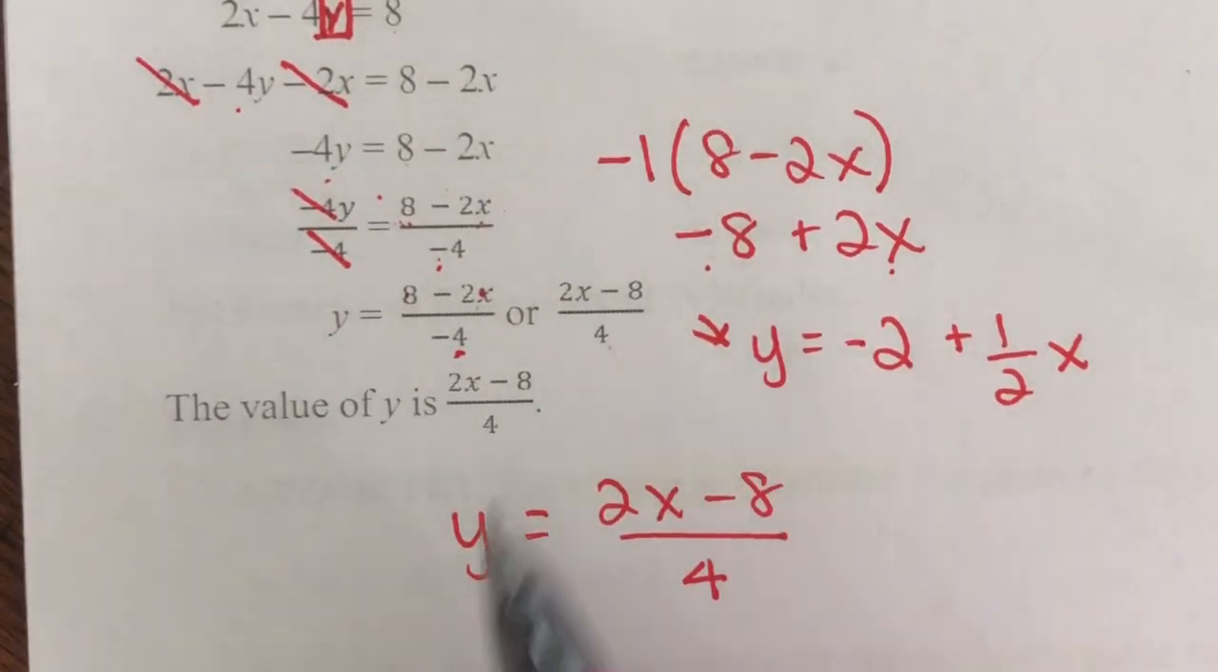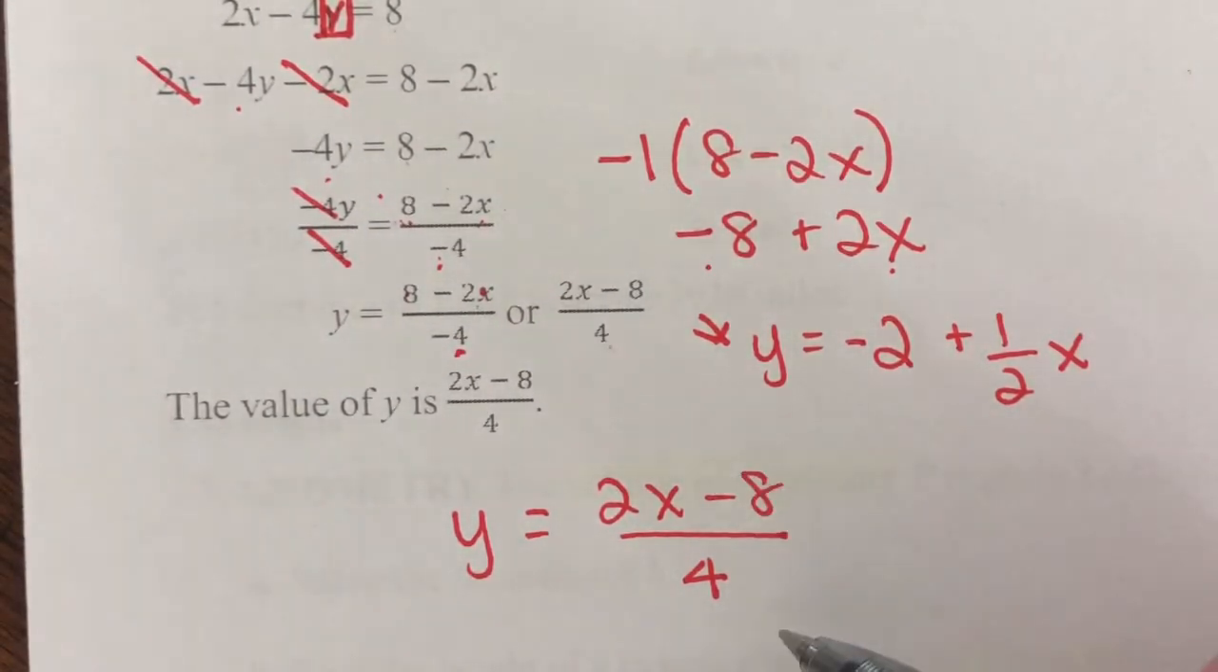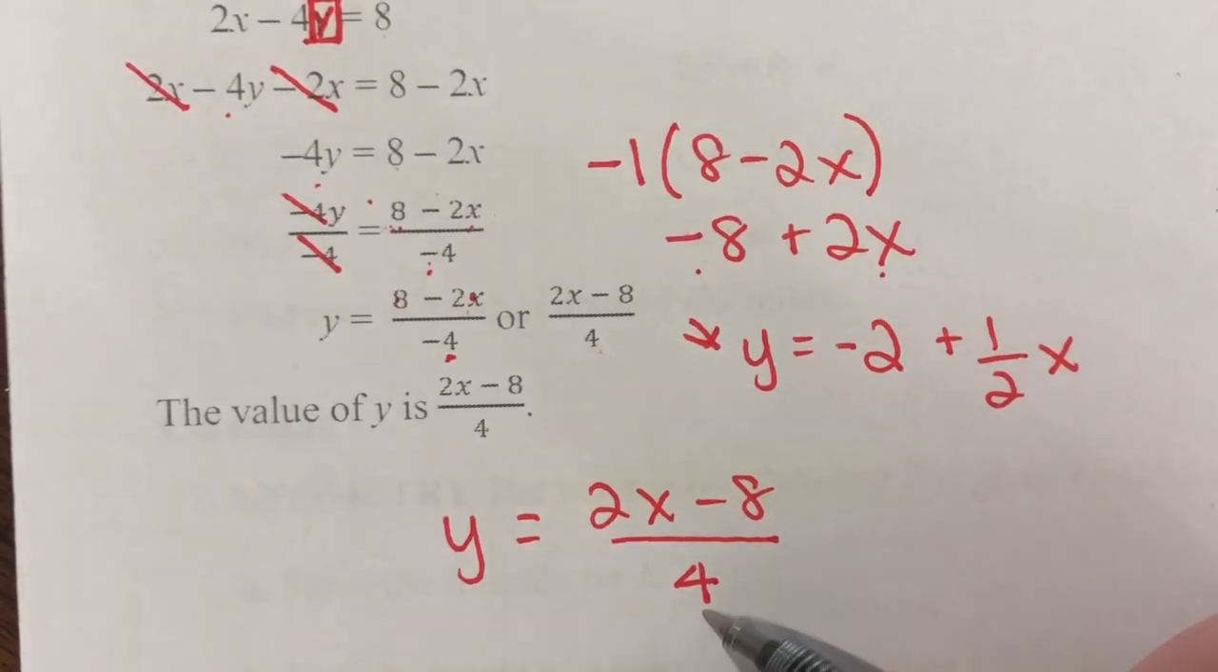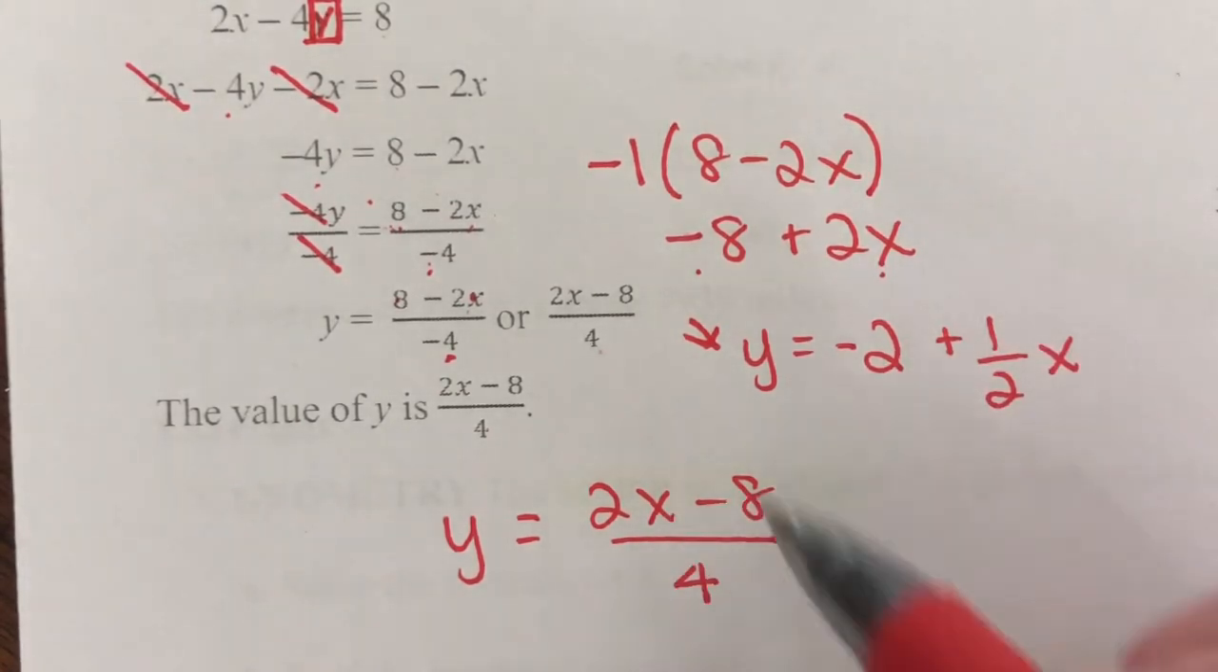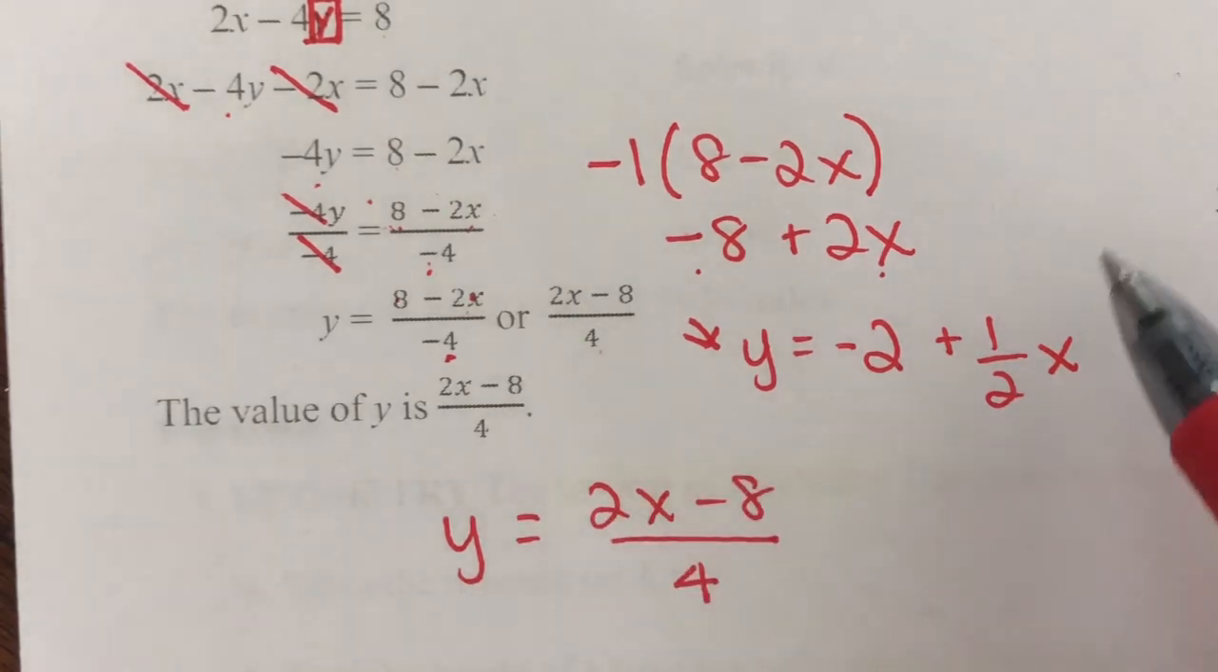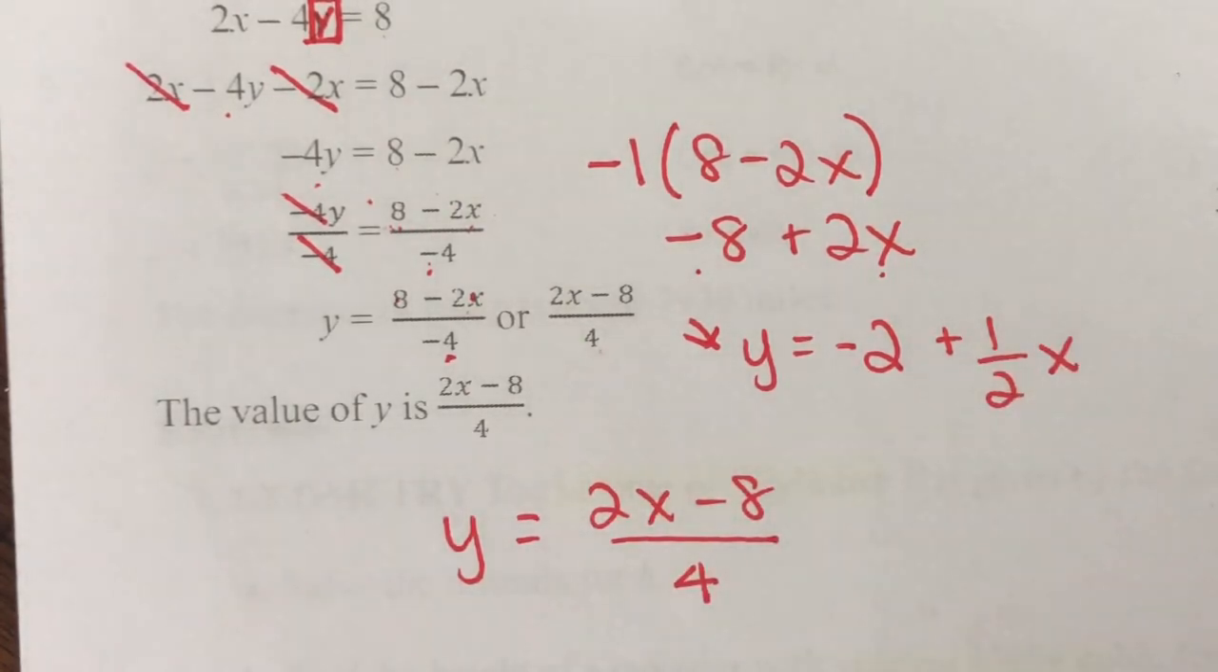So they left it right here. 2x divided by 4 is 1/2 x. Negative 8 divided by 4 is negative 2. This would have been the same thing as this. This just looks kind of nicer. This looks a little bleh with the fraction.